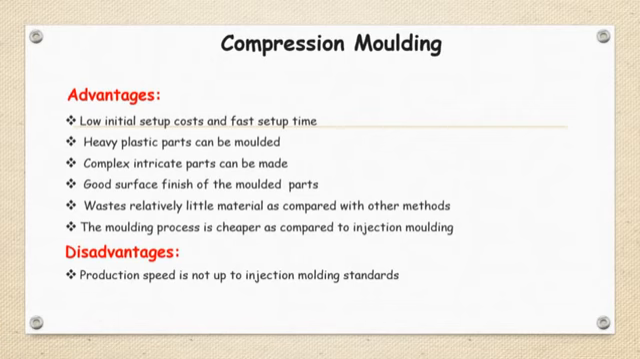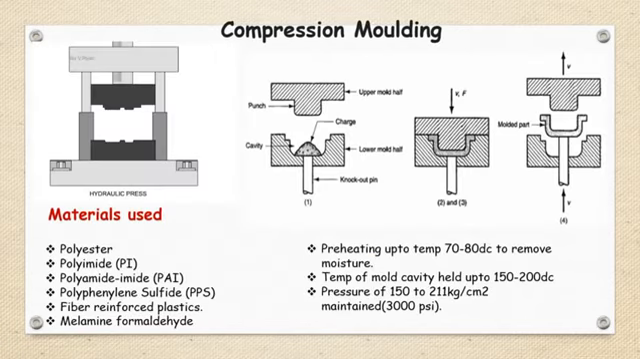Disadvantage is that production speed is not up to the mark as that of injection molding. This is the disadvantage of compression molding. Again, I can add to the disadvantages that we are heating the same mold cavity and cooling the same mold cavity to get the desired shape or to remove the component. That means the cycle time for heating and cooling the same mold cavity will be more.